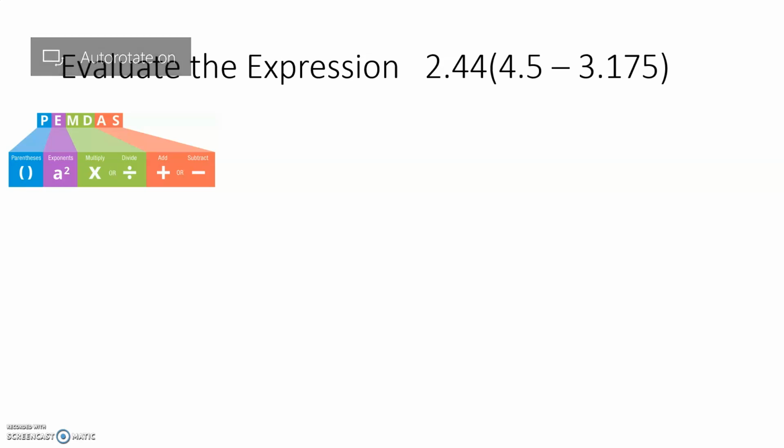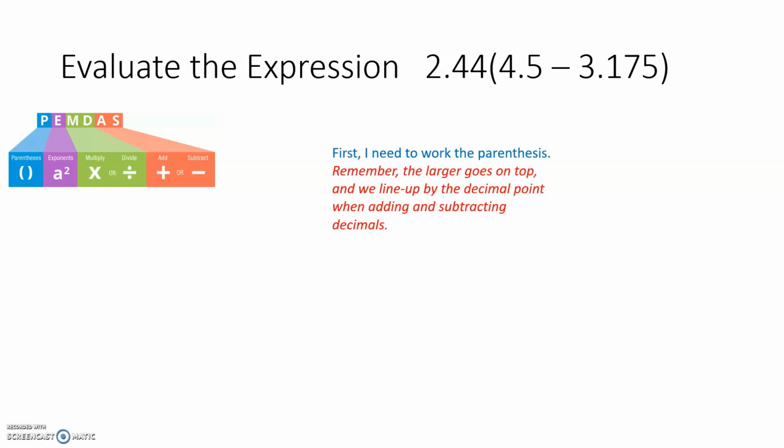Right, now we have an order of operations problem. All right, so the first thing I'm going to do is work the parentheses. So I have 4 and 5 tenths minus 3 and 175 thousandths. All right, add my placeholders and then go ahead and subtract.